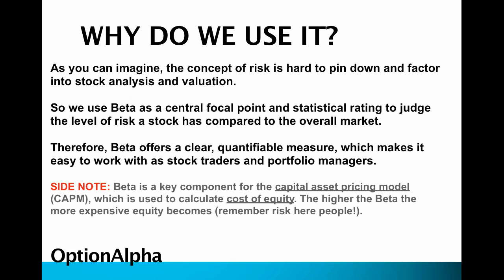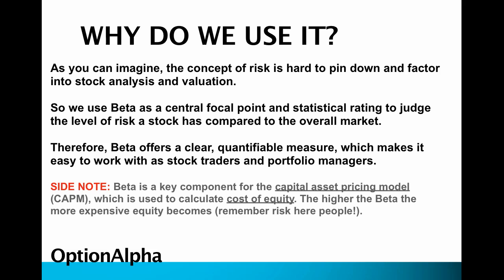So how do we use it? Well, as you can imagine, the concept of risk is pretty hard to pin down and factor into stock analysis and valuation, right? What's risky to one person may not be risky to another person. So we use beta as a central focal point and a statistical rating to judge the level of risk a stock has compared to the overall market. We use the market as our benchmark, our backdrop, and then we overlay that stock's beta to see how it relates to the most efficient portfolio out there.